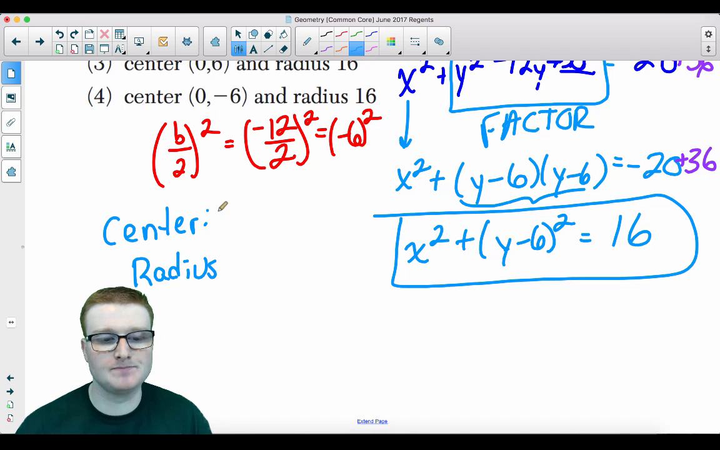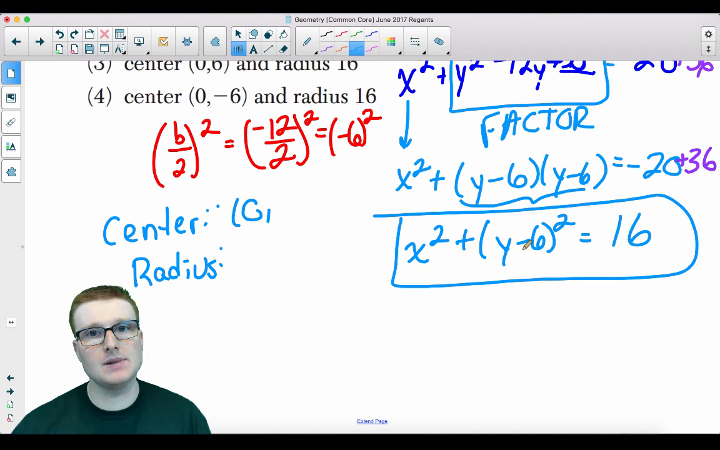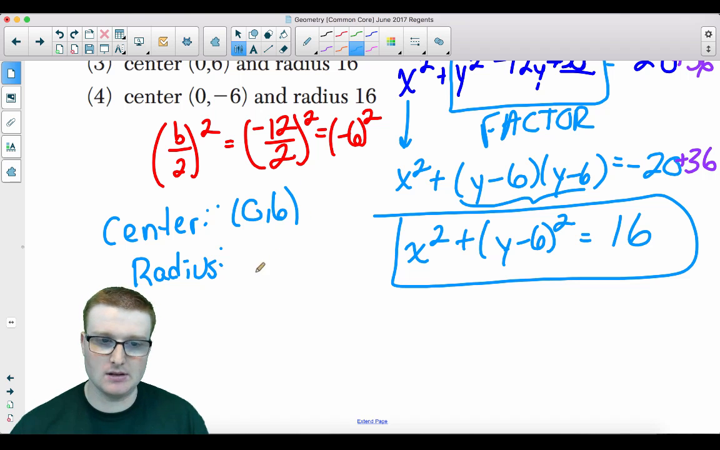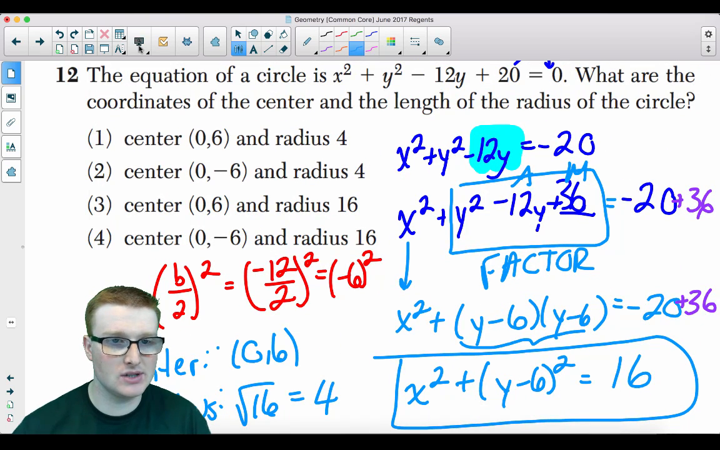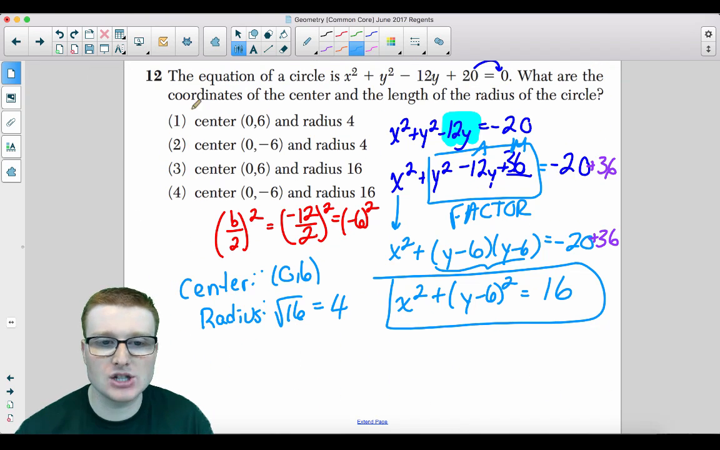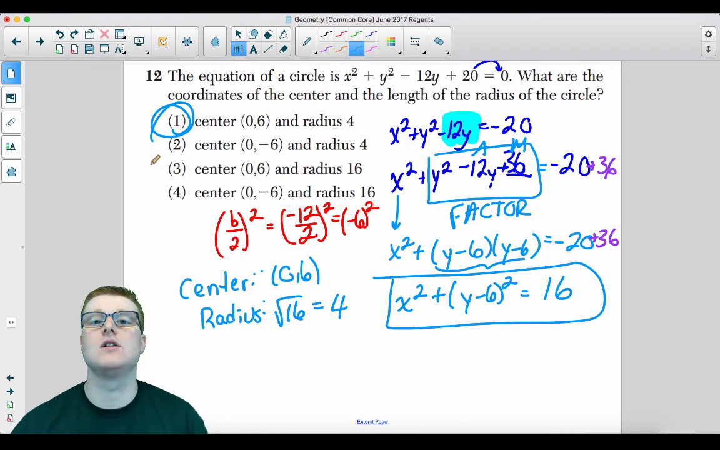Well, the center is just the opposite of what you see here. Since there's nothing on the x, it's just 0. And the opposite of negative 6 is positive 6. And the square root of 16 is equal to the number 4. So we're looking for the center of 0, 6, and a radius of 4. That's going to be choice 1 for that question.